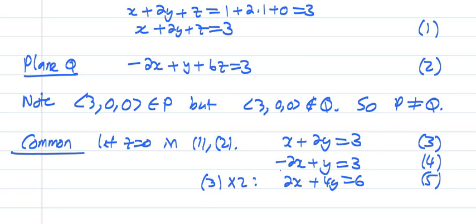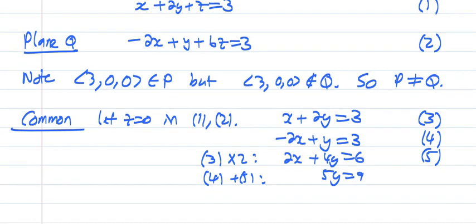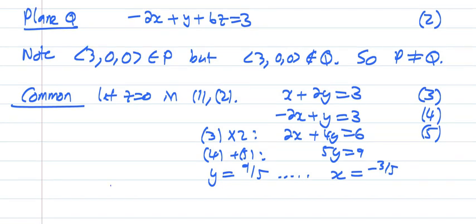You can see why I do this, because now if I add 4 and 5, I get 5y is equal to 9. And so I get that y is equal to 9 over 5. And with a little bit of work, you do the maths. Do you agree with me? x is minus 3 over 5. So we see that the point where x is minus 3 over 5, y is 9 over 5, and z is 0, is sitting on both plane P and plane Q. Alright? So we found a common point to both.